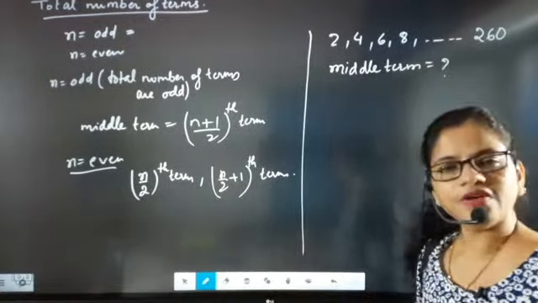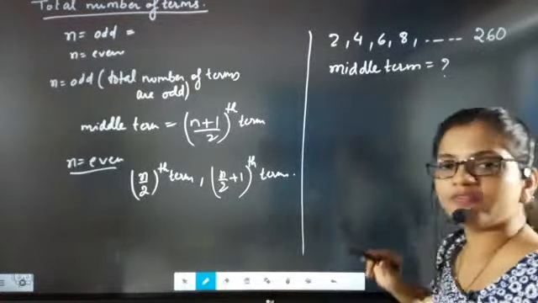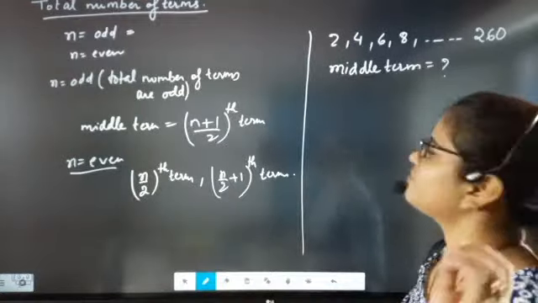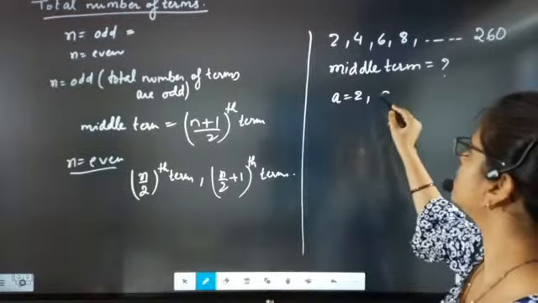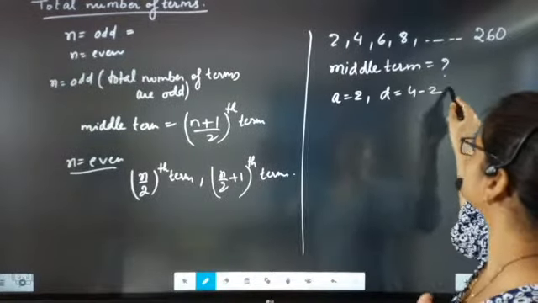Okay. Now they will directly give you a sequence and they will tell you to find the middle term. For finding the middle term, first work, beta, is to find a. A is 2. Common difference is 4 minus 2, which is 2.